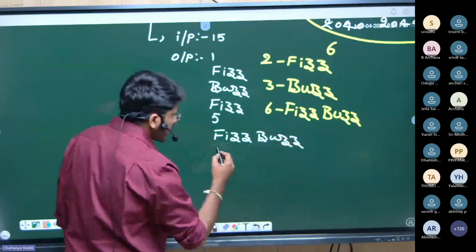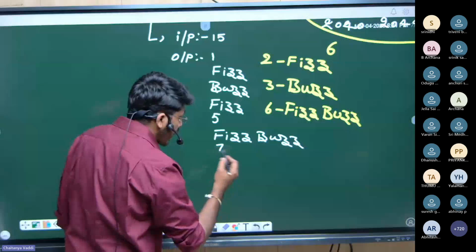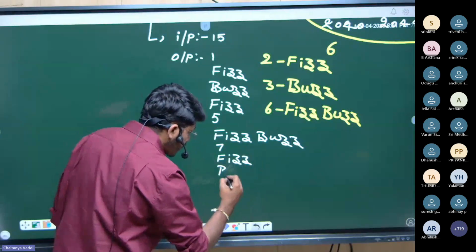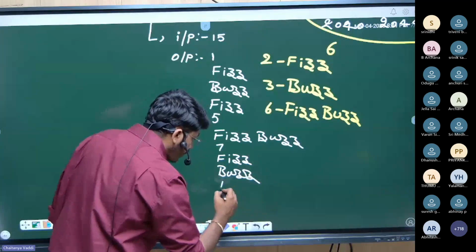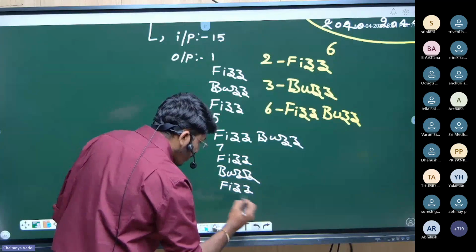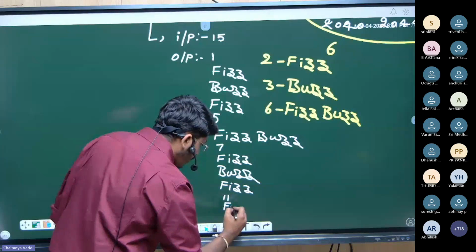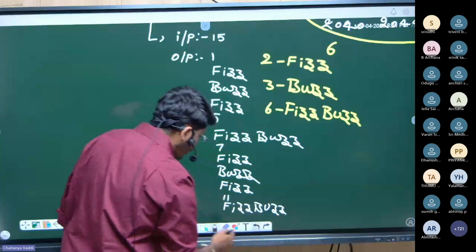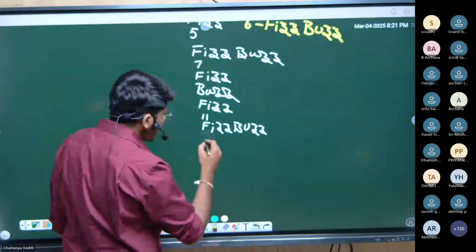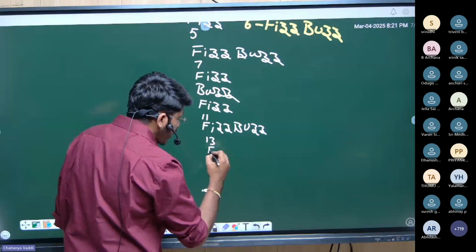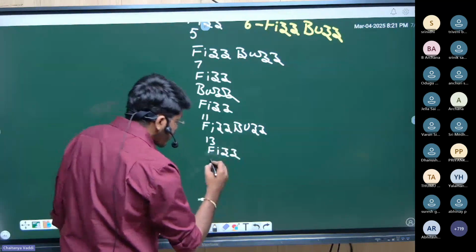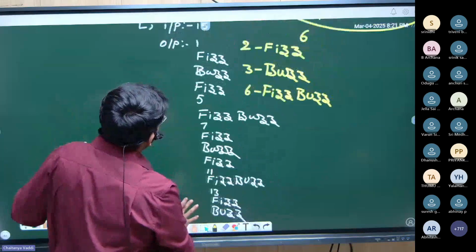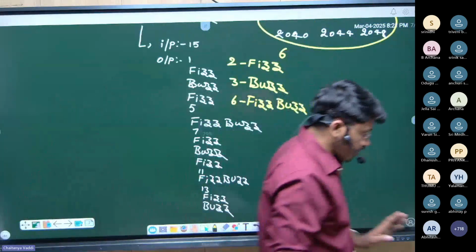Next 7 is not a multiple of these 3 numbers, and 8 is a multiple of 2, so fizz, and 9 buzz, and 10 fizz, 11 gets printed, 12 again fizzbuzz, it is a multiple of 6. Then 13, 14, it's an even number, a multiple of 2, so fizz. 15, it's a multiple of 3, buzz. So you have to get output like this if the user gives 15.